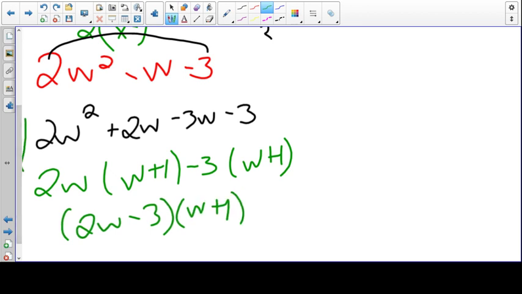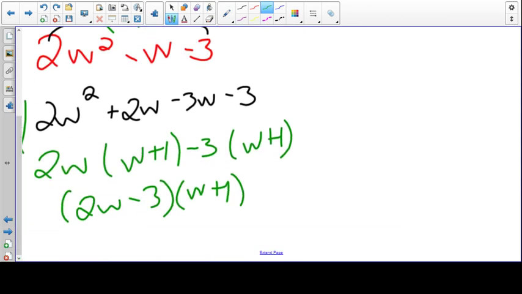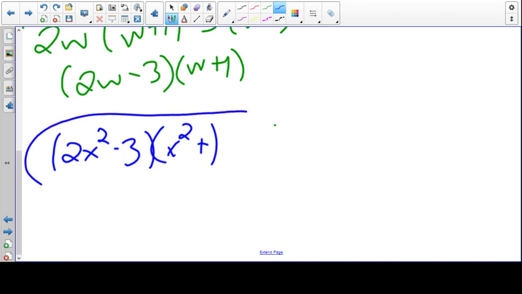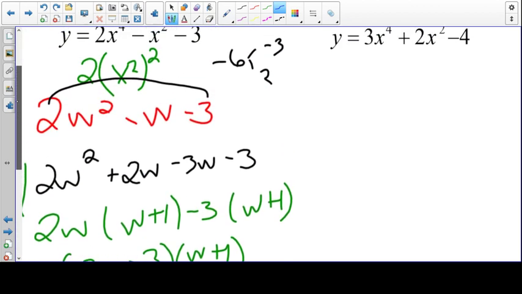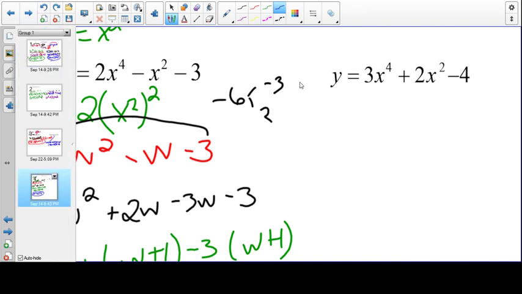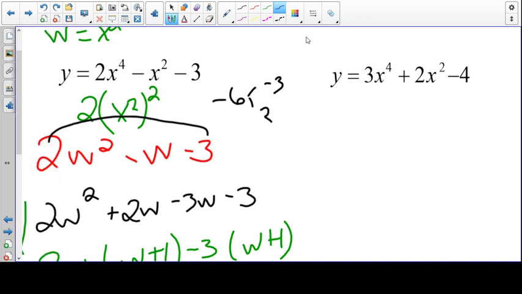But we originally said that w was x squared. So my answer is 2x squared minus 3 times x squared plus 1. And that's my answer. Try getting the next one started. Go ahead and pause the video so you can work it through, because this is our last problem.